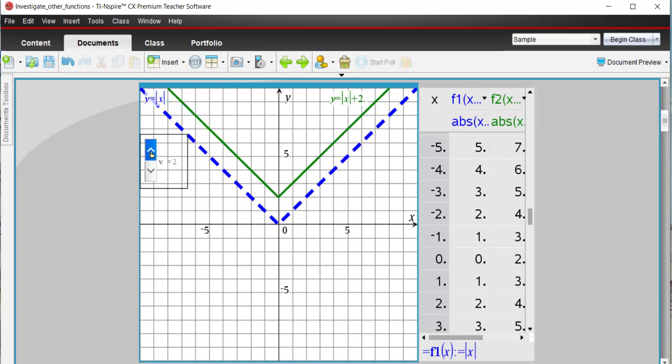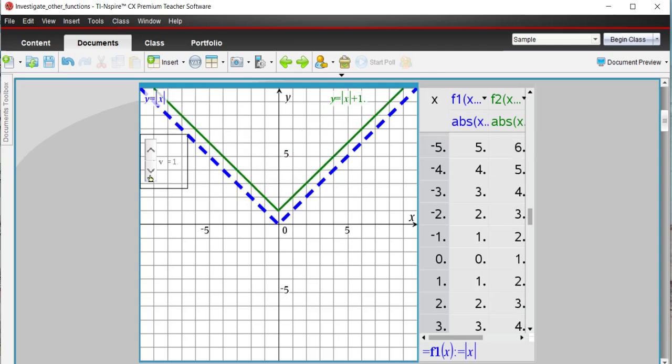We're going to look at y equals absolute value of x plus 2. See the graph compared to y equals absolute value of x, and the table. Absolute value of x plus 3. Graph, table, absolute value of x plus 4. And 5.